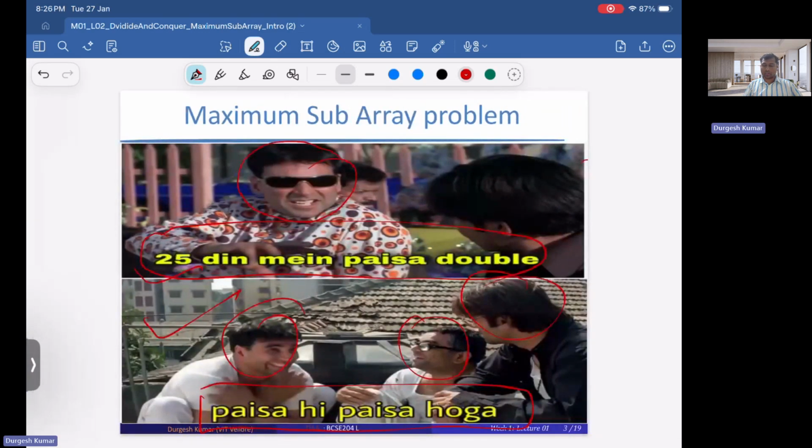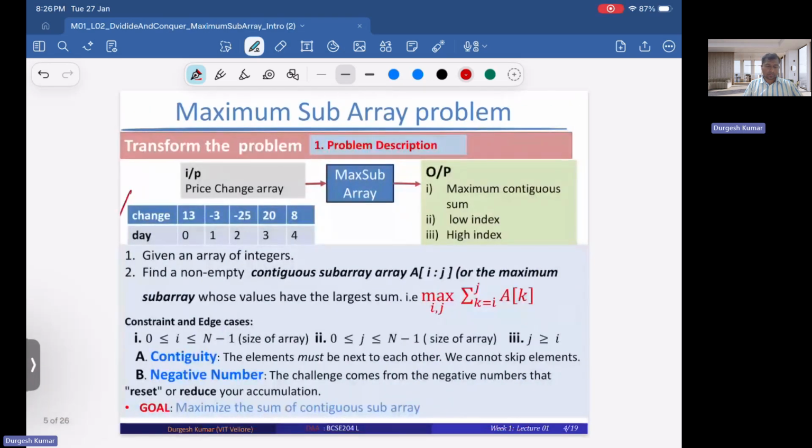Okay, so this is the hook for the discussion. We want to maximize our invested money in the share market. So given the price change array of a single stock as an input, our function should output the maximum contiguous sum, the low index, the day on which we have to invest, and the high index, the day on which we have to take out the money.